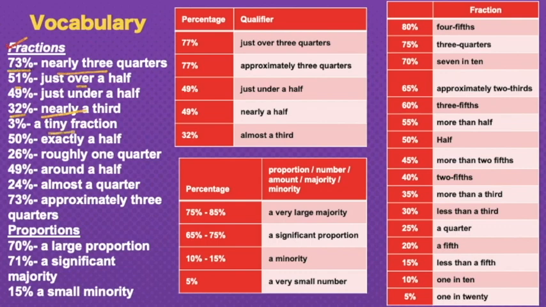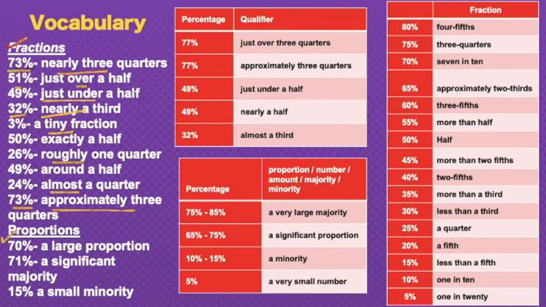3% a tiny fraction, 50% exactly half, 26% roughly 1/4, right? 49% around a half, nearly a half, just under a half, right? 24% almost a quarter, because it's not a quarter. Even 23% can be considered almost a quarter. 73% almost 3/4 or approximately 3/4, right? So this is the near-about approximation vocabulary that we have to use.